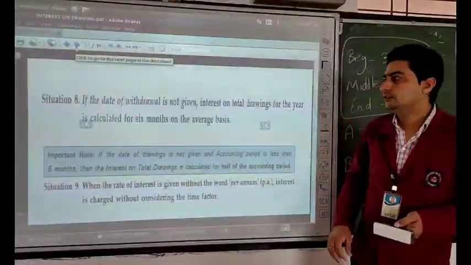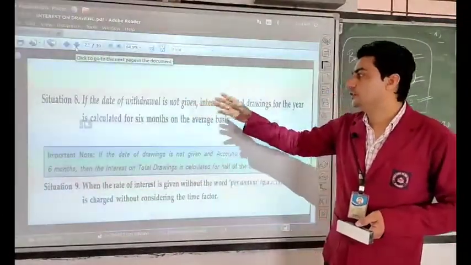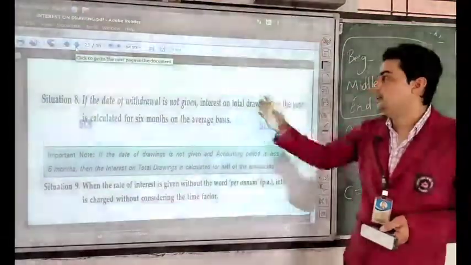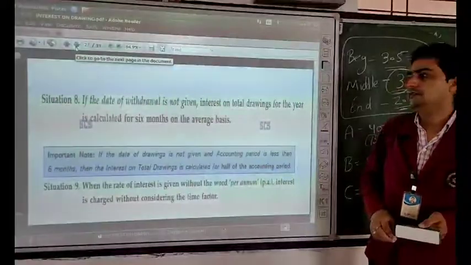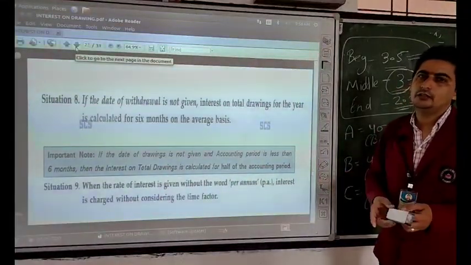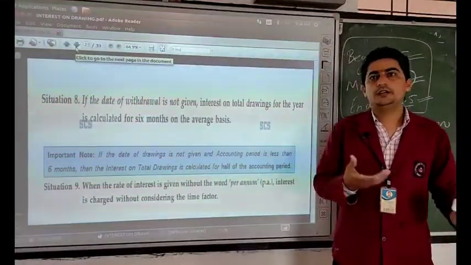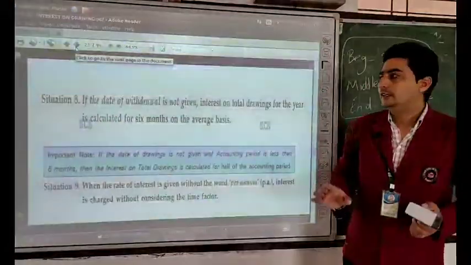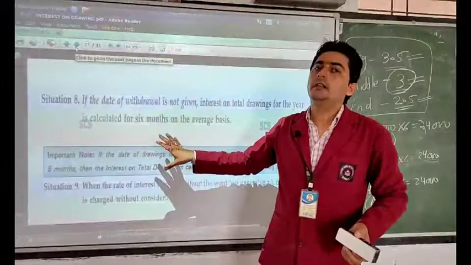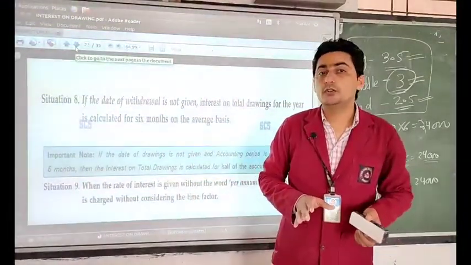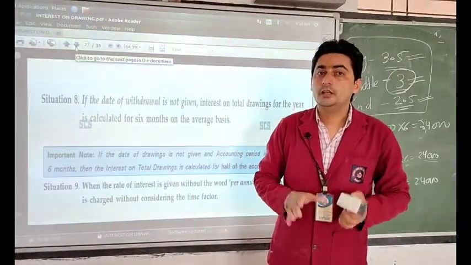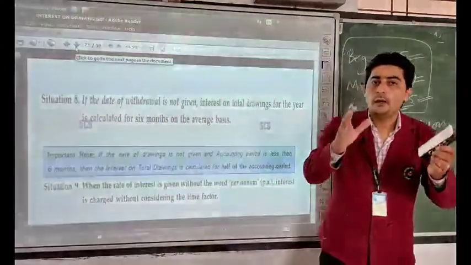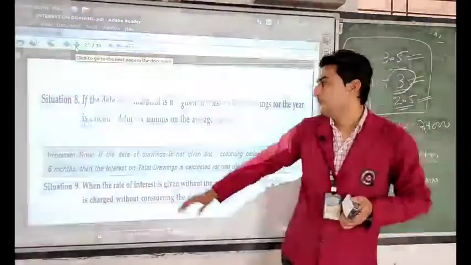Now the next situation: if the date of withdrawal is not given, interest on total drawing for the year is calculated for 6 months on an average basis. For example, whether the drawing is done at the start, the middle or the end, by default we will take it for 6 months. So if the date is not given in your question, we will calculate it on the basis of 6 months.